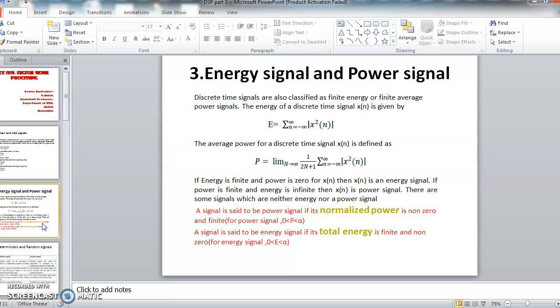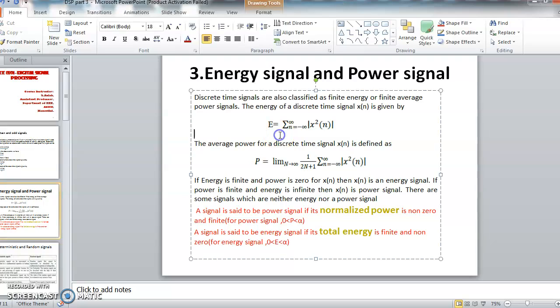Okay. So the next one is energy and power signals. These signals are very important. So what does energy signal mean? Discrete time signals are also classified as finite energy or finite average power signals. Energy should obey this formula; that is, the signal which is going to be analyzed should obey this formula. The formula for energy is E equal to sigma n equal to minus infinity to infinity of mod x square of n. This is given for a discrete time signal. If a continuous time signal is asked, we use t here.